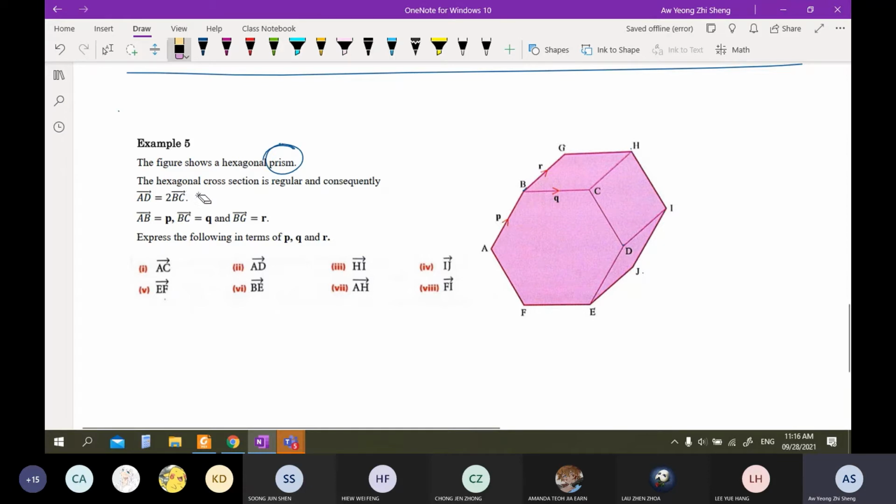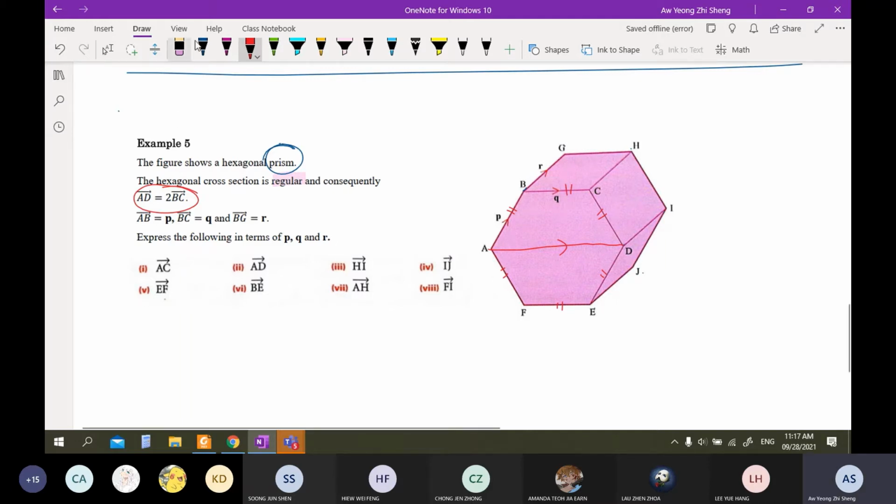Then they also say the hexagonal cross section is regular. So the cross section is in the shape of a hexagon. Regular here means the side lengths of the hexagon are the same, which means you have AB, BC, CD, DE, EF, and FA having equal lengths. And they also tell you that AD is 2 times BC. So by this equation, we know that AD and BC are pointing in the same direction. You are given AB, BC, and BG as small letters p, q and r as shown in the diagram.